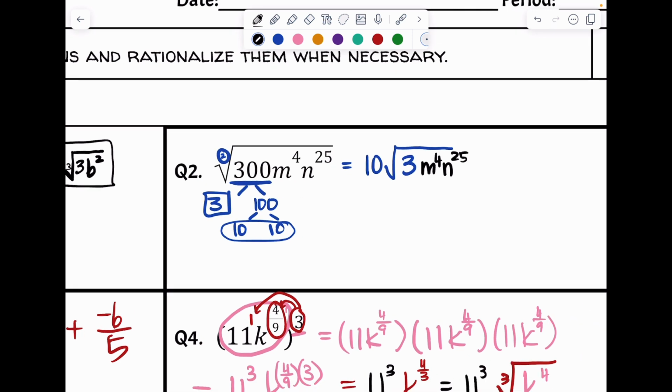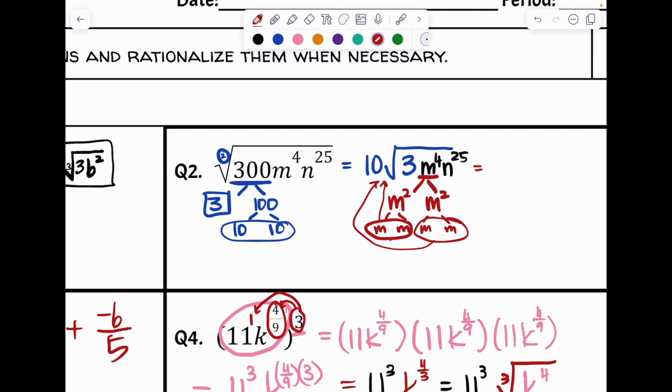And then let's break down m to the 4th. I have m to the 2nd power and m to the 2nd power. Now, if I keep breaking it down, I get m times m and m times m. That would show me that I have 2 groups of m's, a pair of m's. So one of these would become m out here, and another one would be the other m. So that still ends up being m squared. I hope that makes sense.